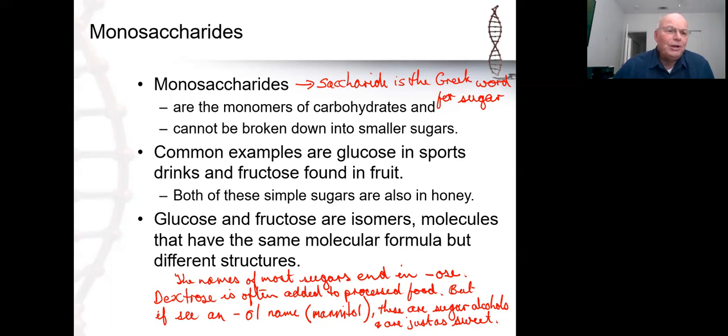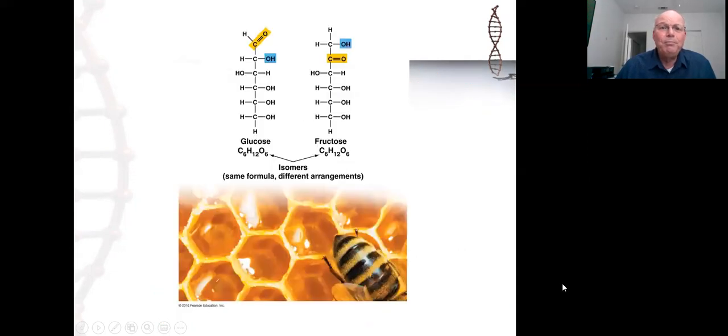Different form of the sugar, but it's still just pure sugar. Anyway, these are the monosaccharides. And these are the ones that we need to limit, because these are the ones that bring a lot of hollow calories and not much other nutritional benefit.